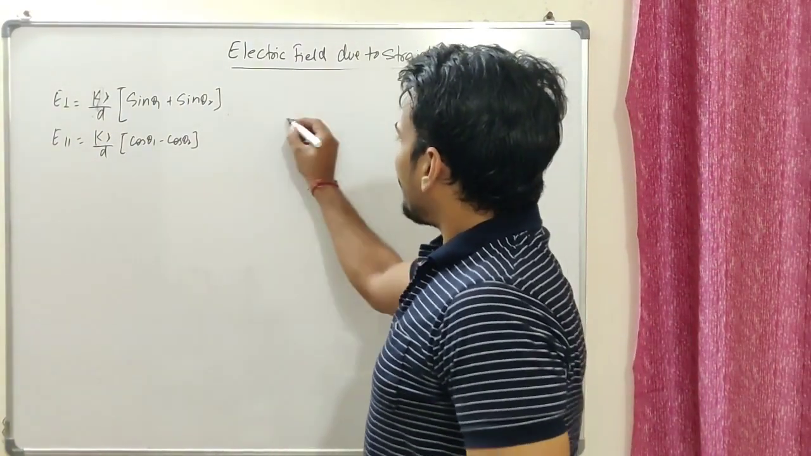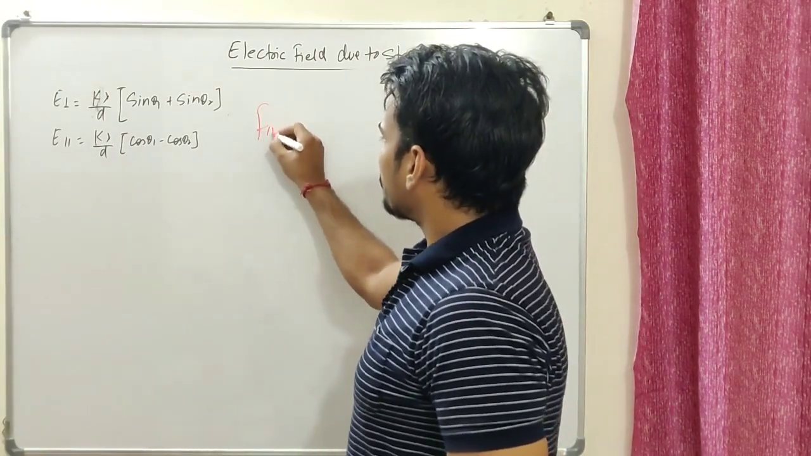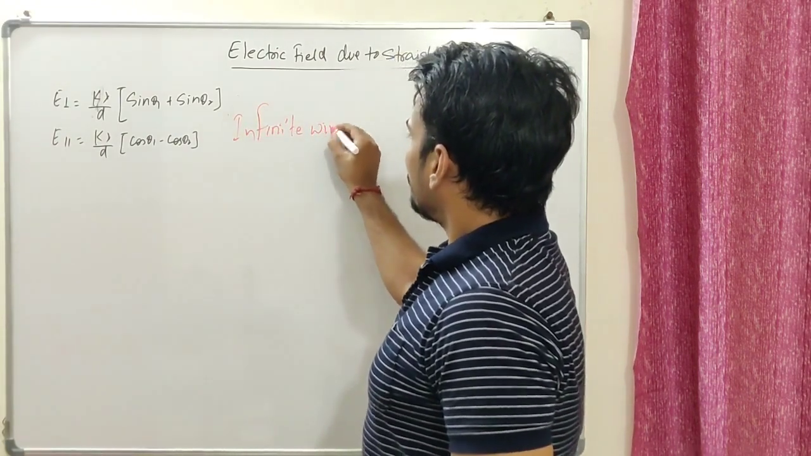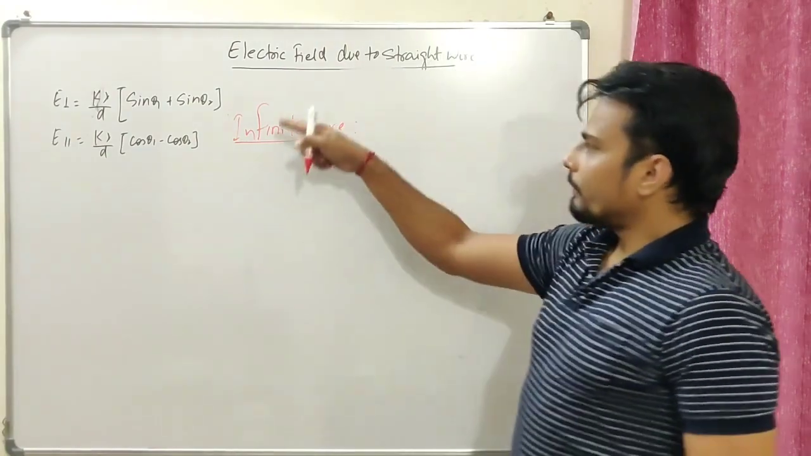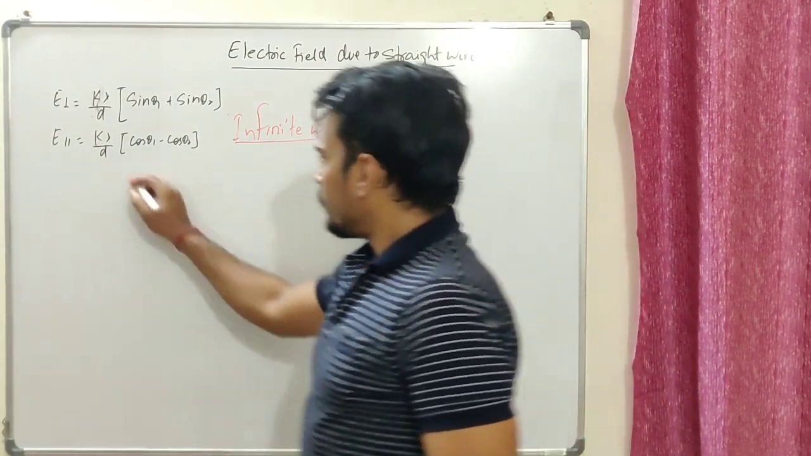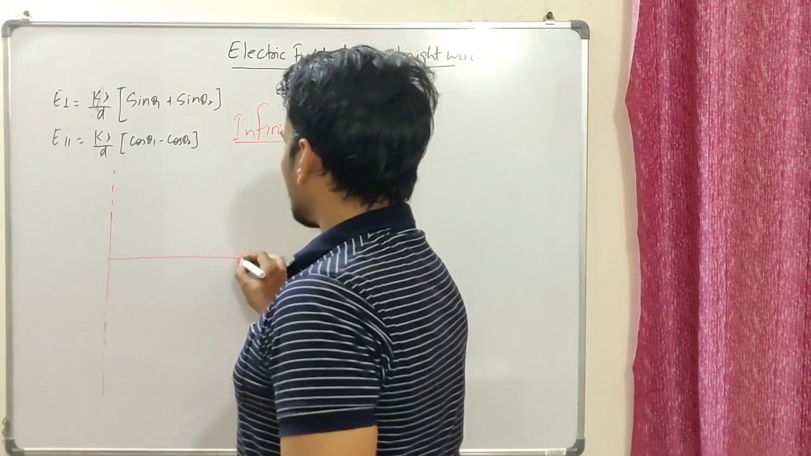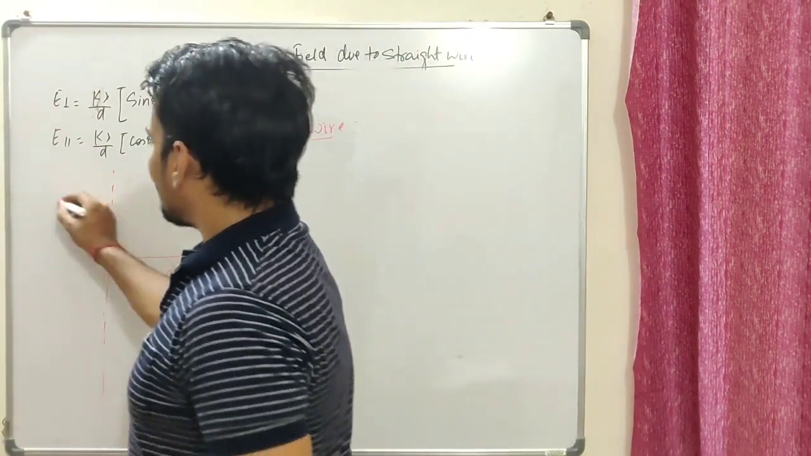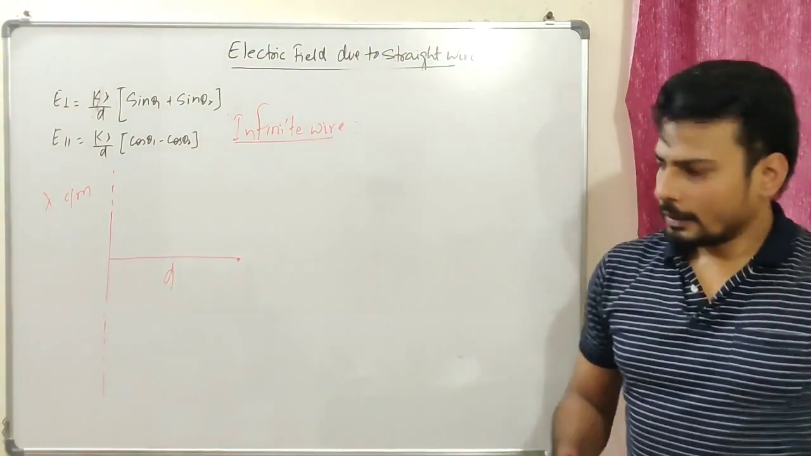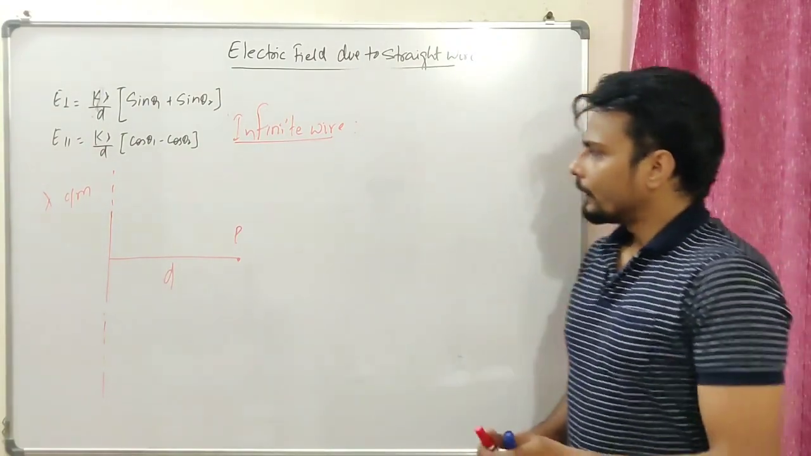Let's say I have a semi-infinite wire, or finite wire, infinite wire. Let's see what happens in that case. So far we have spoken about a finite wire. Let's see what happens when we have the infinite wire. Let's say I have the infinite wire like this, and there is a point P at a distance d, and the charge density is lambda coulomb per meter. I just want to know the electric field at this point P due to this infinite wire having a charge density of lambda coulomb per meter.